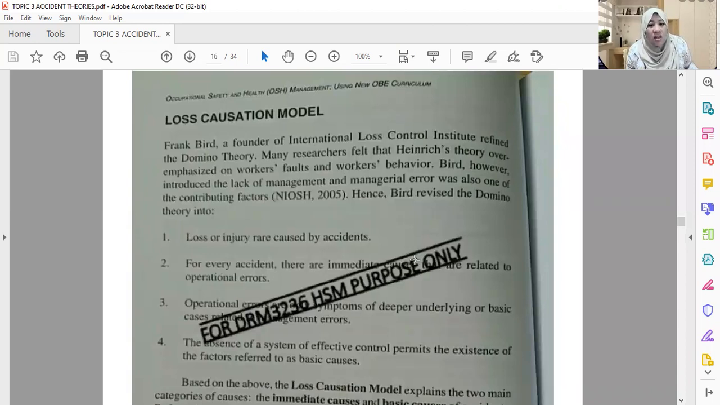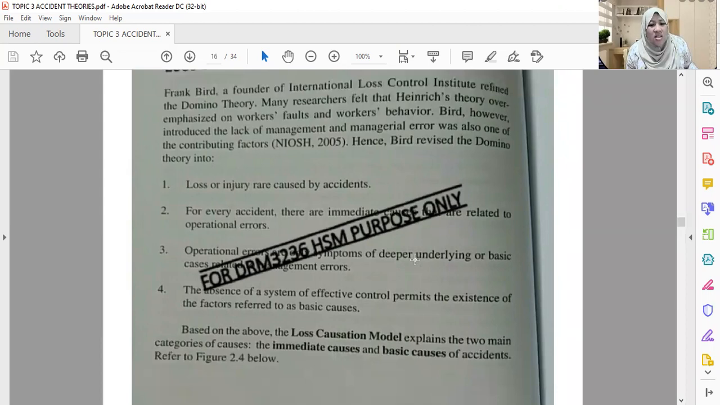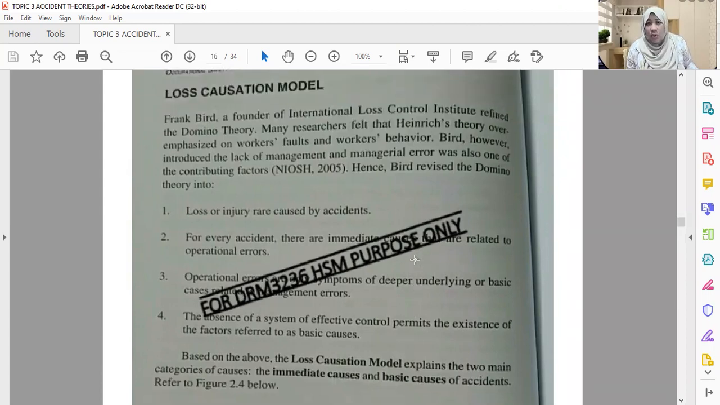So you can see the loss causation model is derived from the domino theory. He took some of the theory into this loss causation model, and he is one of the founders of the International Loss Control Institute. Refine the domino theory. Refine means you do some adjustment on that, and they said many researchers felt that Heinrich's theory overemphasized the workers' fault and workers' behavior.